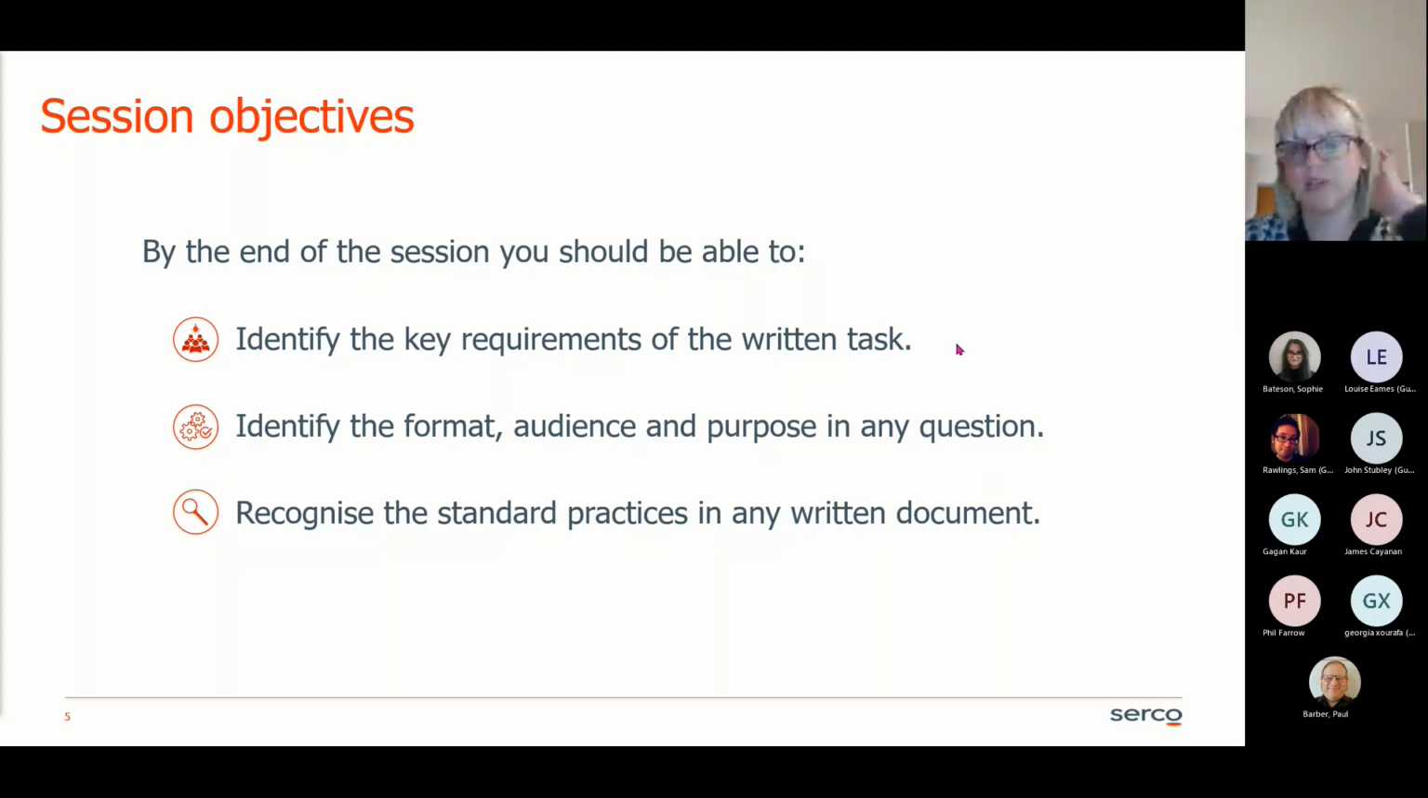We'll readdress those session objectives at the end, and if anybody has any further questions, then I can answer them at the end.